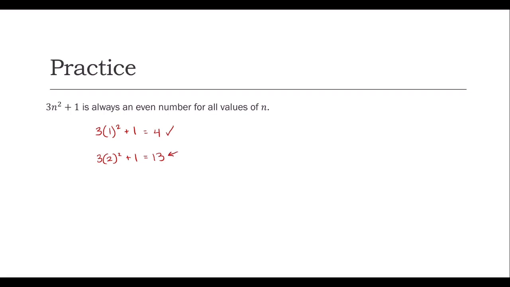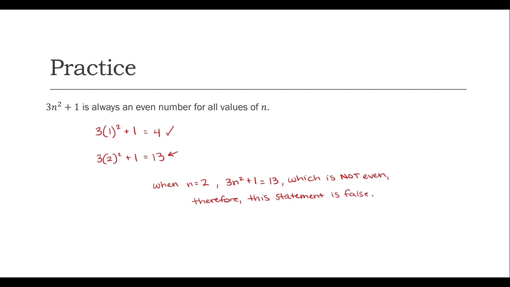So we could say, when you plug in 2 for n, 3n squared plus 1 equals 13, which is not even. Therefore, this statement is false. So we've disproved this.